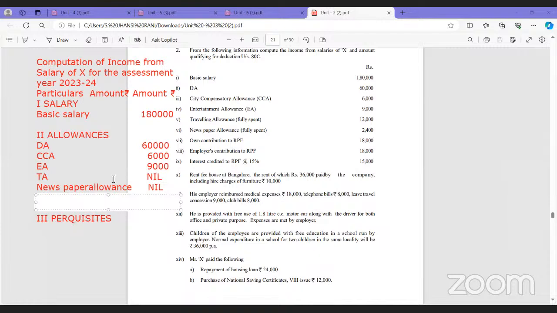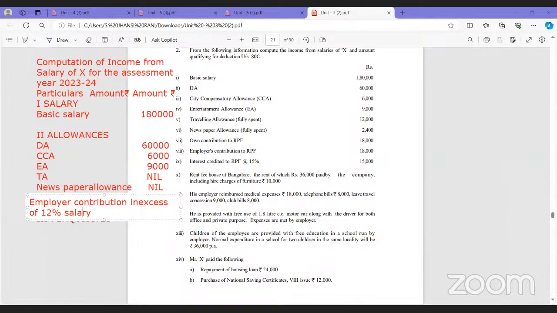Now, how would I know whether this 18,000 given here is more than 12% or less than 12%? Then I have to calculate here. That is employer contribution to RPF in excess of 12%. How would I calculate this? 12% of what? 12% of salary. Again, here it is coming a word called salary.